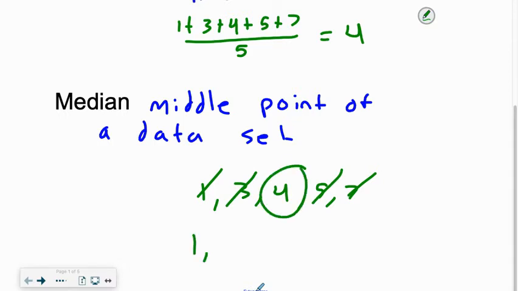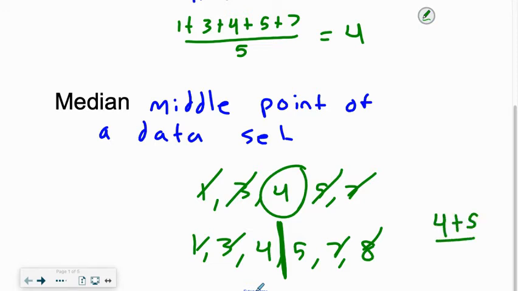If I added one number to that, let's say I added an 8, then if I cross off from end to end, I'm left with 2 numbers in the middle. So your median is right in between those. What you do is take the average of those two. So 4 plus 5 divided by 2, 9 divided by 2, 4.5. So if it lands in between, take the average of the two.